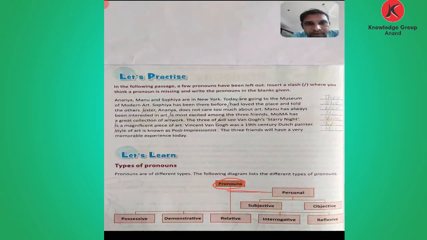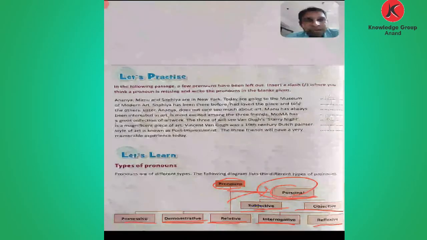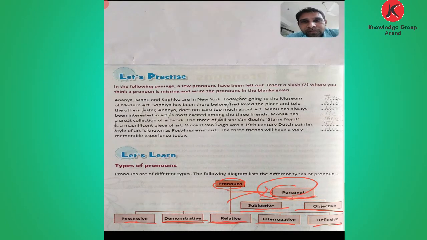The first type is personal pronoun. Then the second type, possessive pronoun. Then demonstrative pronoun, relative pronoun, interrogative pronoun, and reflexive pronoun. These are the types of pronoun. But among these, personal pronouns have subtypes: subjective and objective pronouns. These types we will discuss later, in the next class.